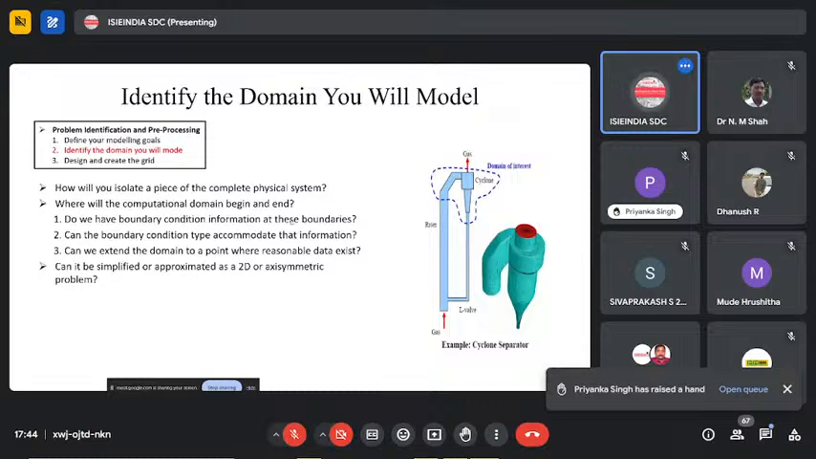Even after determining the domain, we should also consider whether the problem can be simplified, for instance approximated as a 2D problem, or an axisymmetric problem, so that we can reduce the computational effort without sacrificing accuracy. So these are the identification of the domain and the steps that we need to follow during the analysis in CFD.